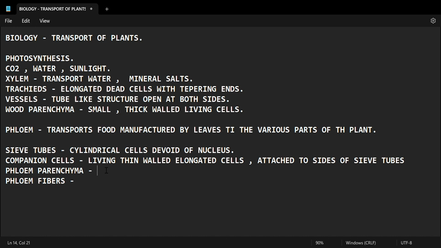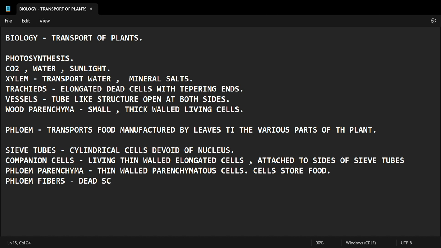Now, the phloem parenchyma is formed of thin-walled parenchymatous cells, and these cells store food.